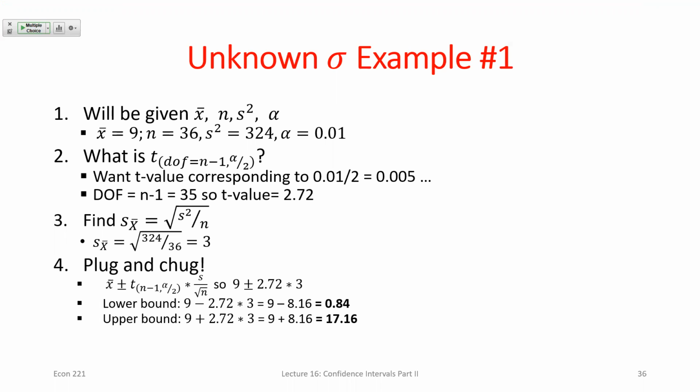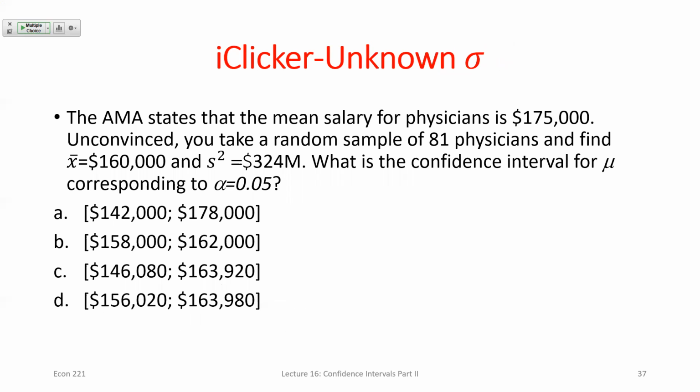So, how much time do we have left here? 140. Let's work through one more example, and then I want to show you something in Excel. So let's say that the American Medical Association puts out that the average physician salary is 175,000. You take a sample and find it's 160, and you find the sample variance as well. You remember that? Okay, just making sure.